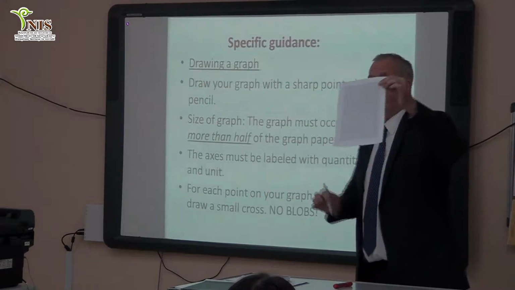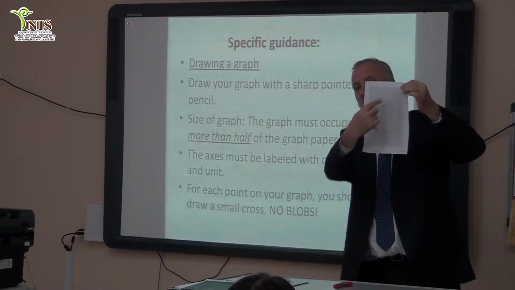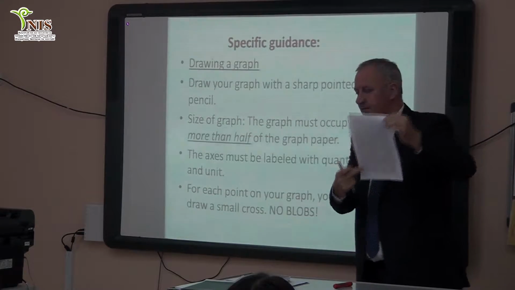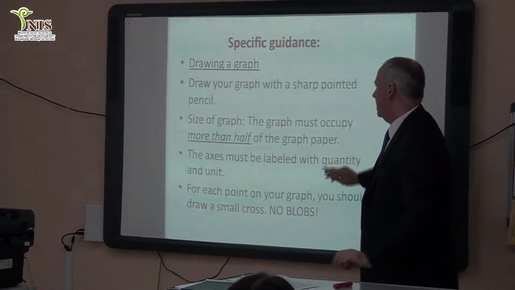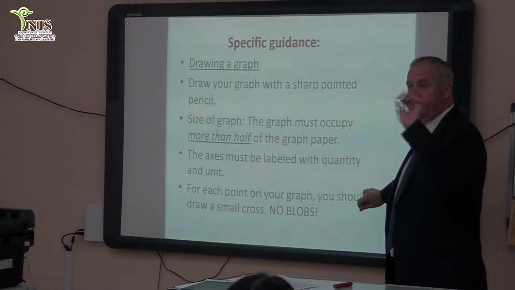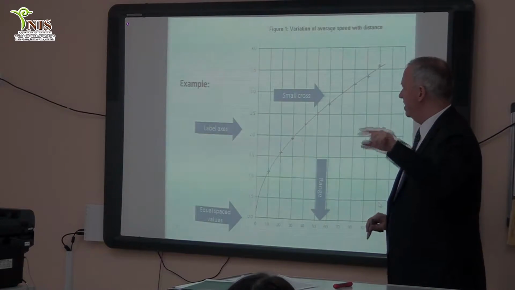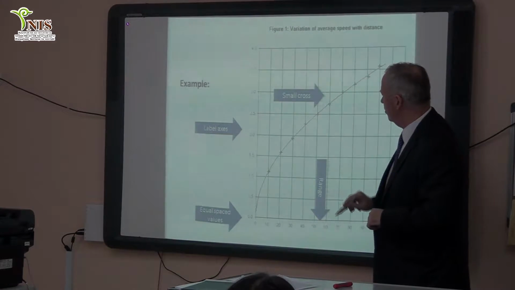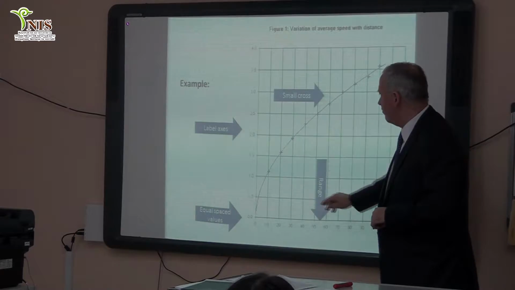Look at this lovely graph here. Can you see? It's using up more than half of the paper. It's not a tiny little graph down here. The axes must be labelled. Each point on your graph should be a small cross, no blobs. We don't want any of that. It's a nice small cross. Here's another example, with nice small crosses drawn on here. Nice range.